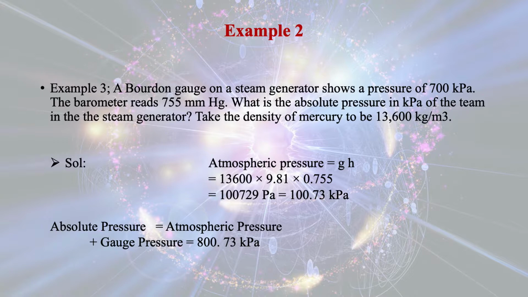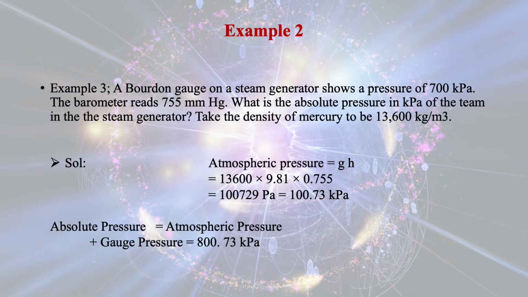So here you see, first of all, we have to calculate atmospheric pressure, because we know very well that absolute pressure is equal to atmospheric pressure plus gauge pressure. Here gauge pressure is given as 700 kilopascal. So we have to calculate the atmospheric pressure, but we all know that atmospheric pressure is equal to rho into g into h. What is rho? That is the density. Here we have to take the density of the mercury, and g is the acceleration due to gravity, and h is the height. So here the barometer reads 755 millimeter, but 755 millimeter is equivalent to 0.755 meter.